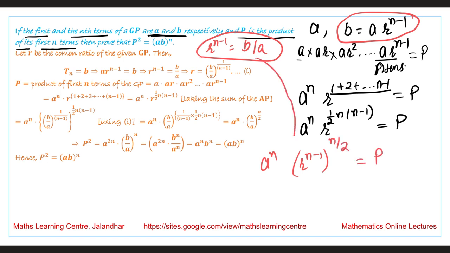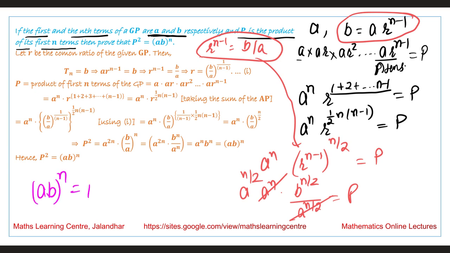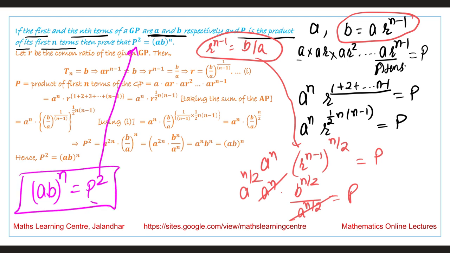So we can substitute this value over here. We will obtain A raised to the power n, B raised to the power n by 2 over A raised to the power n by 2, is equal to P. This becomes A raised to the power n by 2. So what we obtain on solving all this is that AB raised to the power n is equal to P square, and this is what we have to prove.